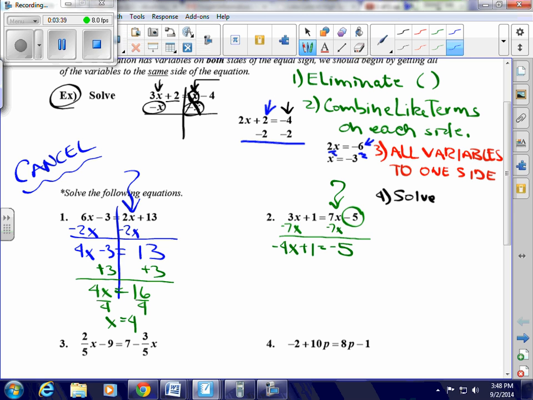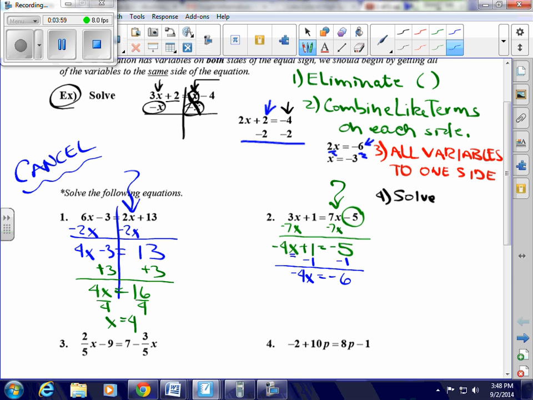Now I need to cancel out the negative 4 and I need to cancel out the 1. See, I'm trying to get the x by itself, right? So I need to isolate it. I'm getting rid of the negative 4. I'm getting rid of the 1. I'm going to cancel out the 1 first. Negative 4x is equal to negative 5 minus 1, which is negative 6.